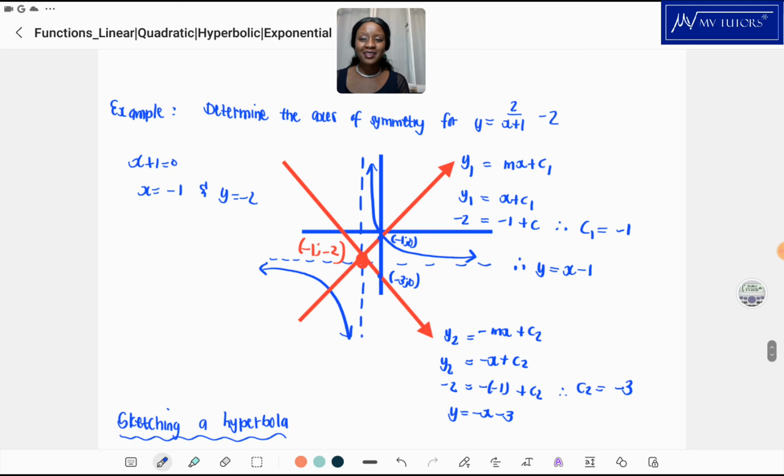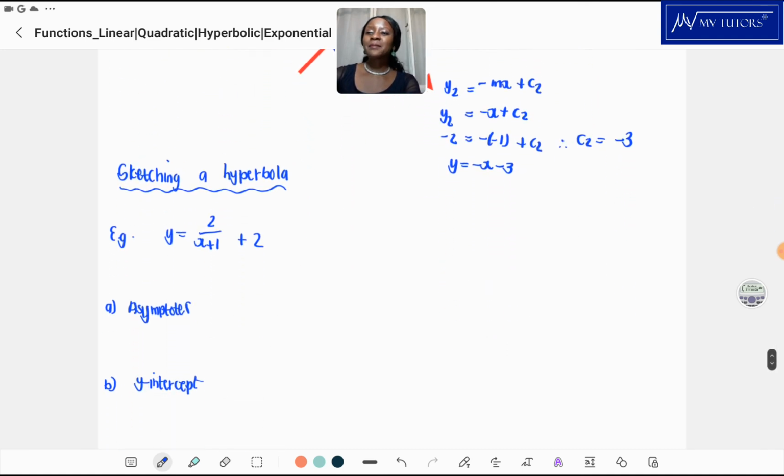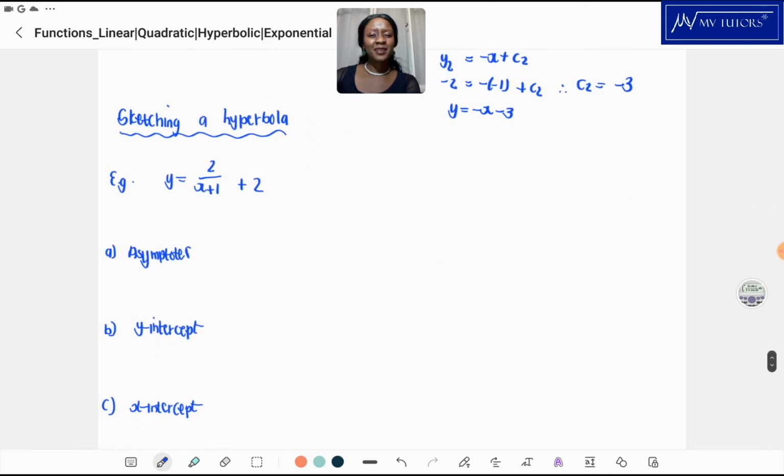It's really not that bad as long as you know your gradient. Remember, when you have a gradient and when you have a point, you can definitely determine the equation of a line. So we had the gradient, we also had the point, so we can get the equation of a line. Now let us sketch the hyperbola and just finish off this lesson.